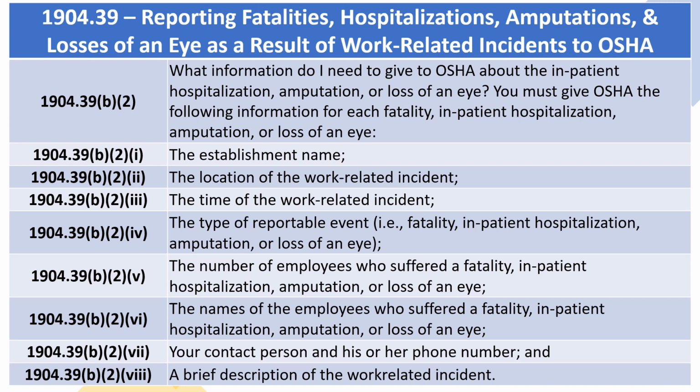1904.39(b)(2): What information do I need to give to OSHA about the inpatient hospitalization, amputation, or loss of an eye? You must give OSHA the following information for each fatality, inpatient hospitalization, amputation, or loss of an eye. 1904.39(b)(2)(i) through (b)(2)(viii): the establishment name, the location of the work-related incident, the time of the work-related incident, the type of reportable event, i.e., fatality, inpatient hospitalization, amputation, or loss of an eye, the number of employees who suffered a fatality, inpatient hospitalization, amputation, or loss of an eye, the names of the employees who suffered a fatality, inpatient hospitalization, amputation, or loss of an eye, your contact person and his or her phone number, and a brief description of the work-related incident.